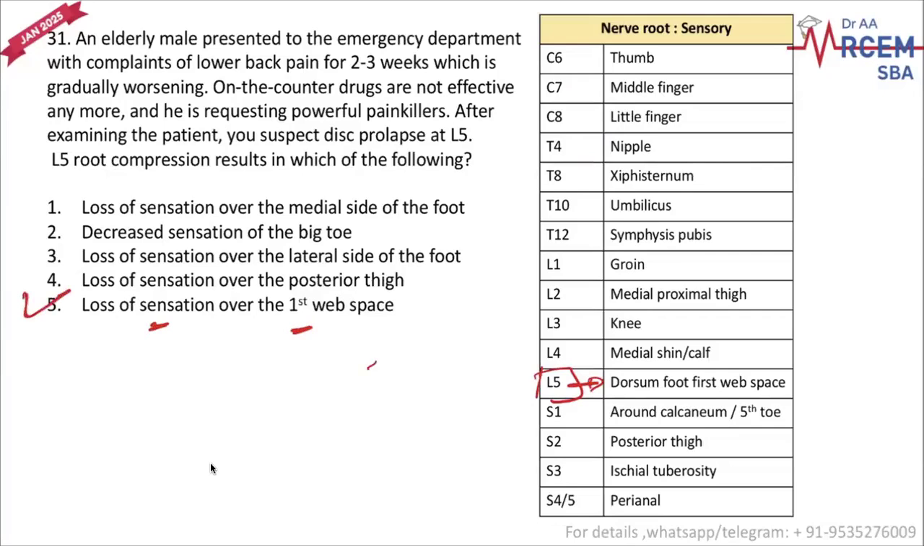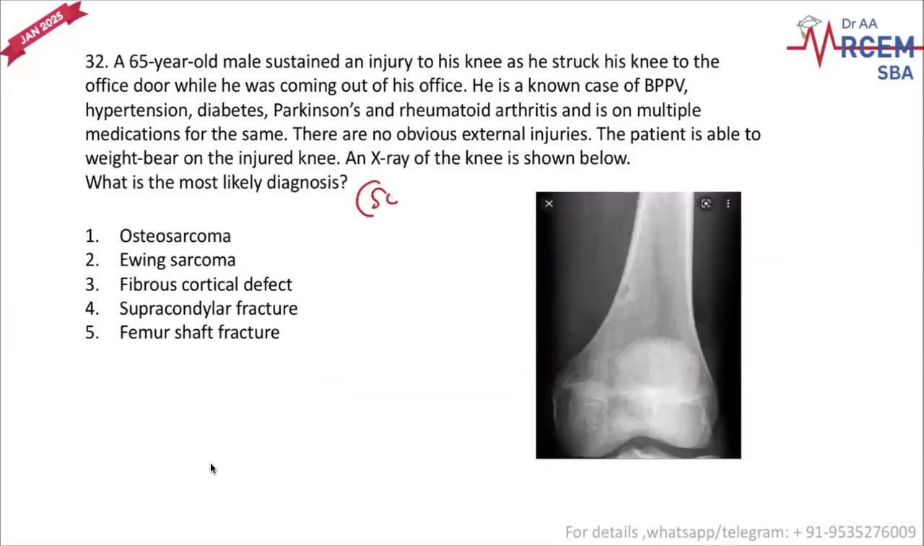L5. Previously, I think in another question, they have asked about S1. Also, what you need to be aware of. This question has appeared in the September 24 diet. Also, what you need to be aware of.